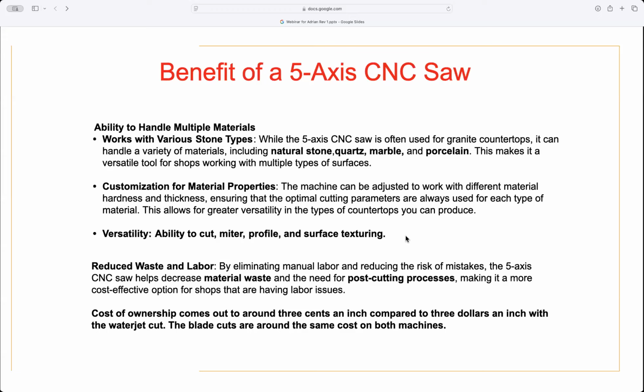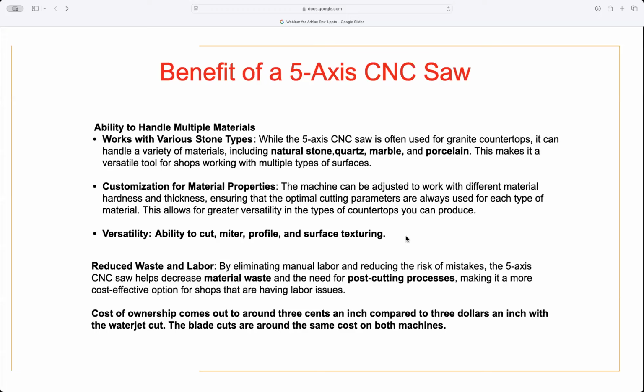And with the versatility of the 5-axis, you can do other things. You can do texturing, like leathering. You can do profiling, which a lot of people don't realize, and you can open your business up to doing more things. Say, some people do pool copings. You could put this limestone on a 5-axis CNC saw, and you can cut pool coping out with it. You can put the radiuses and all that stuff in it. Granted, it's slow, but a lot of people set it up and let it run overnight, and the blade cuts it out.